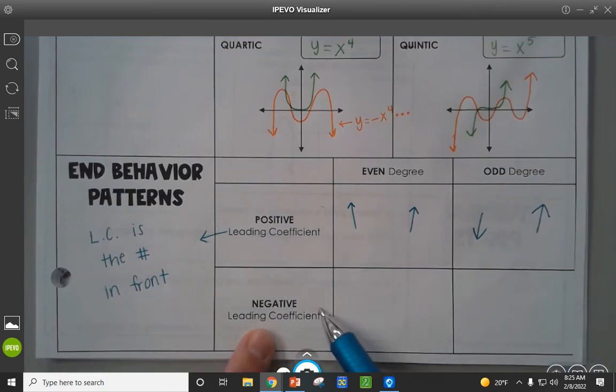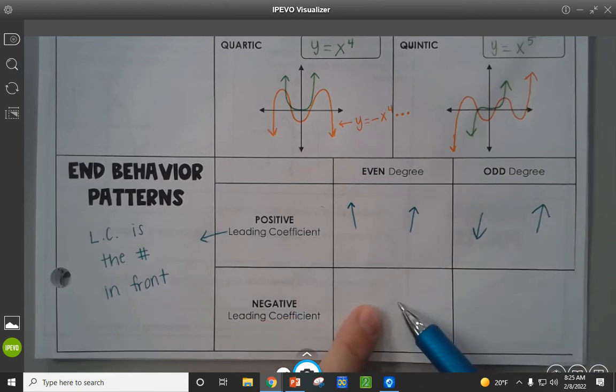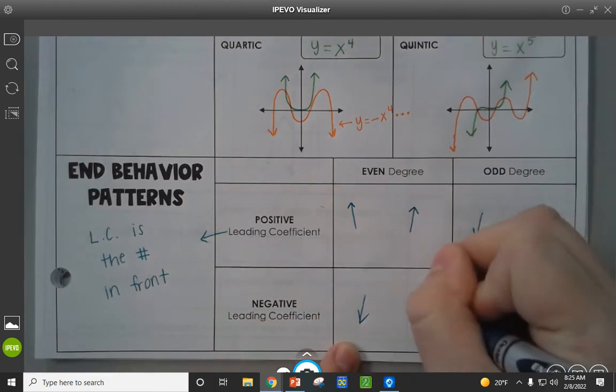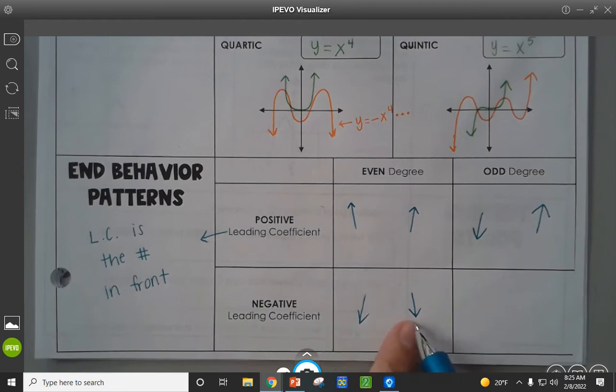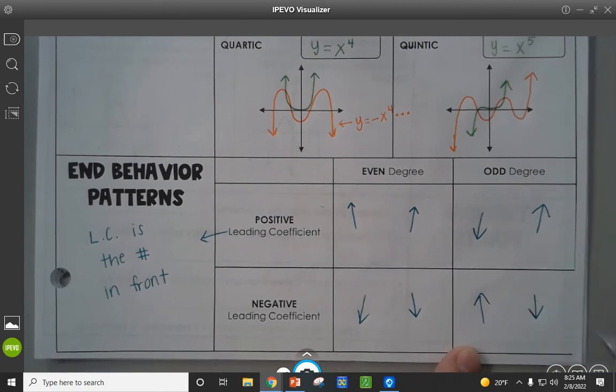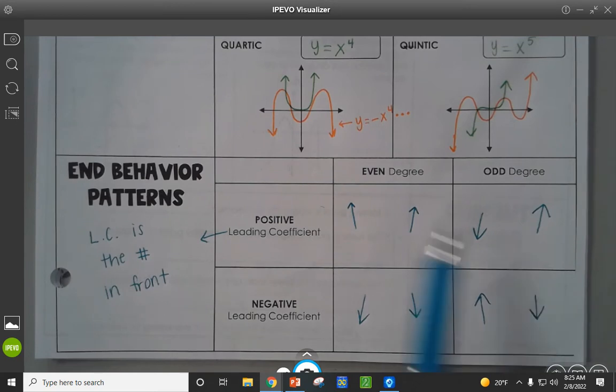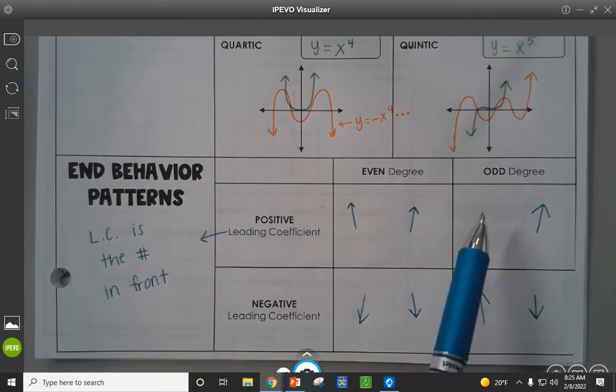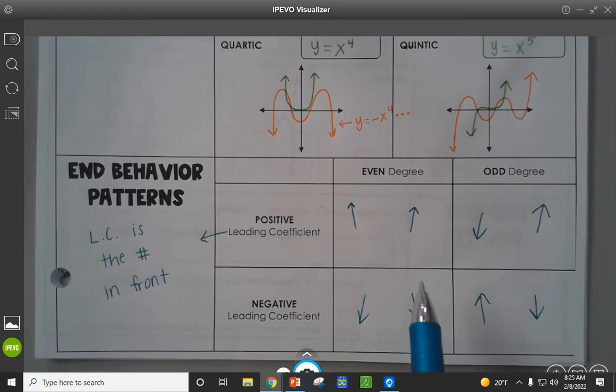A negative leading coefficient and an even degree, they both fall. Falls left, falls right. And a negative leading coefficient and an odd degree, rises left, falls right. And you technically don't have to have this memorized if you have your calculator and you can type in the equation. You could just look to see if it's going down on the left or up on the left.